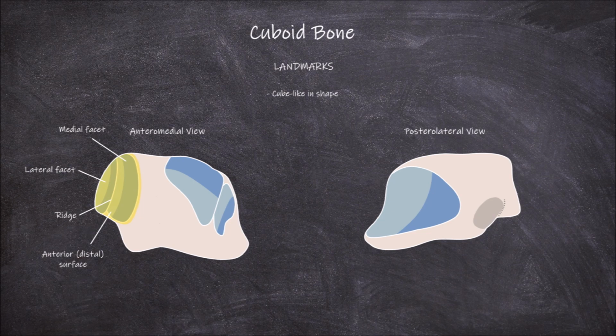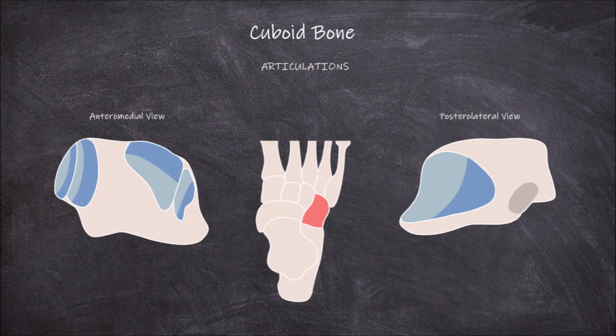Let's now take a closer look at the articulations this bone has with other bones. This bone articulates with 5 other bones. The first of these articulations is with the 4th metatarsal bone. The medial facet on the anterior surface of the cuboid bone articulates with the facet on the proximal surface of the 4th metatarsal.